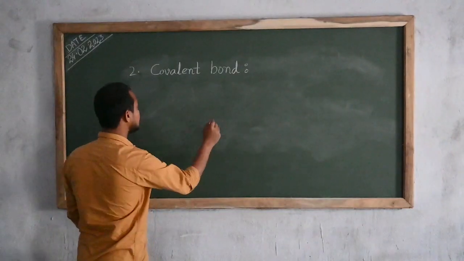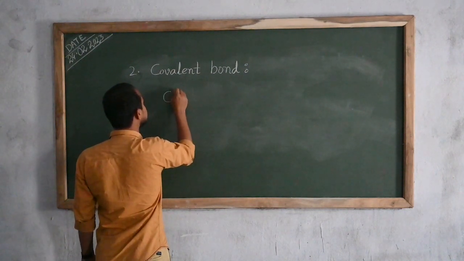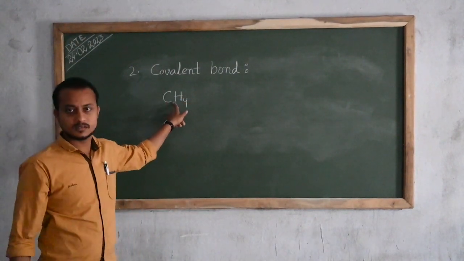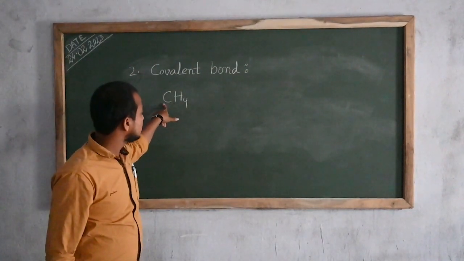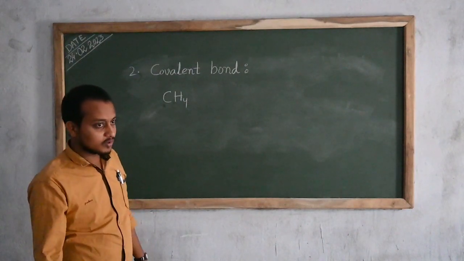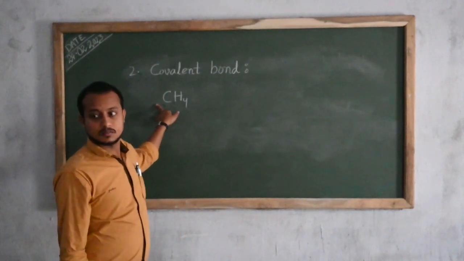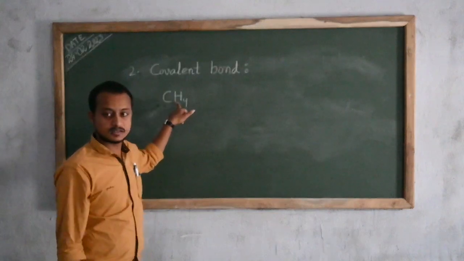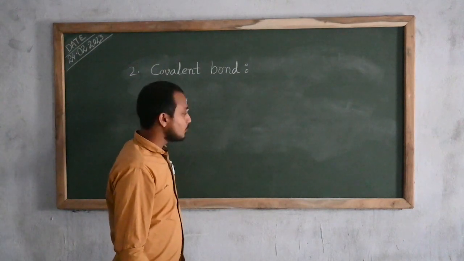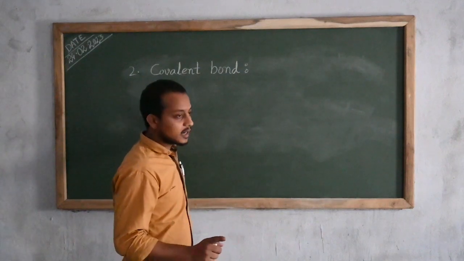One example here is CH4. Do you know what it is? It is methane, the main constituent of CNG, or compressed natural gas. This is the chemical formula of methane. In this compound, 4 hydrogen atoms are bonded with the central atom C.